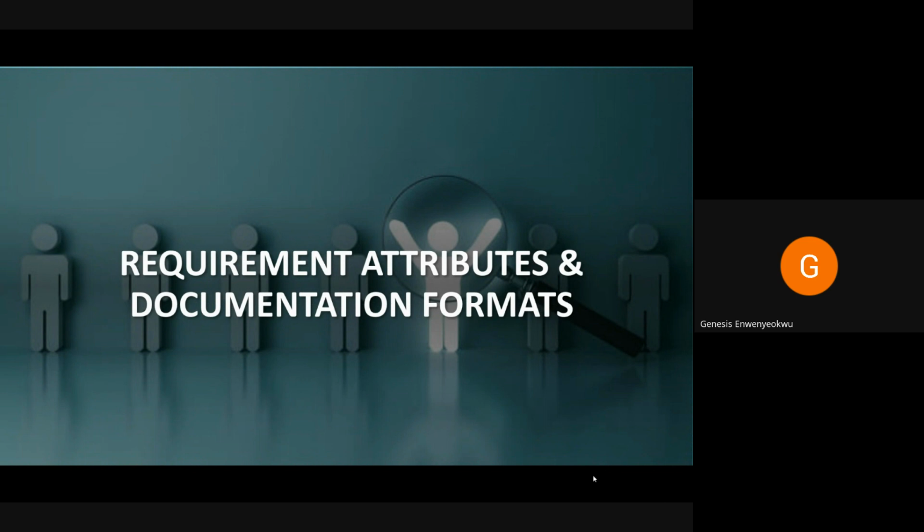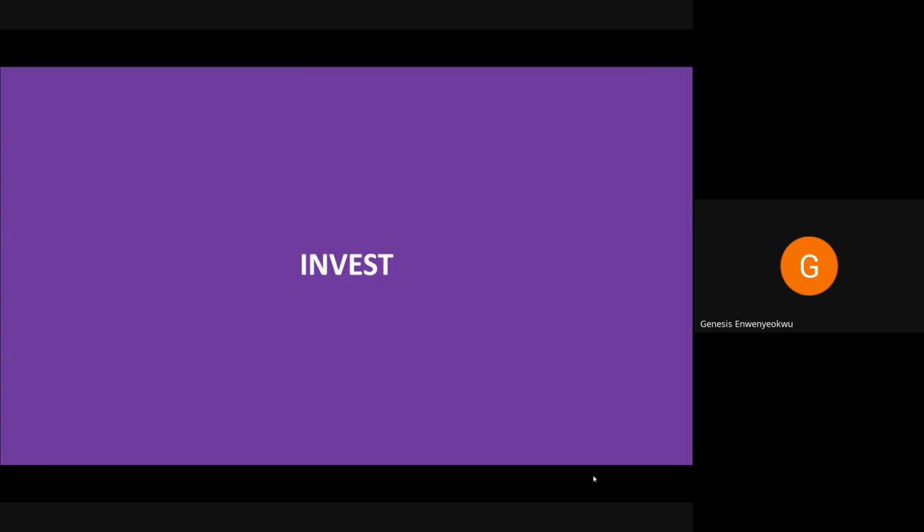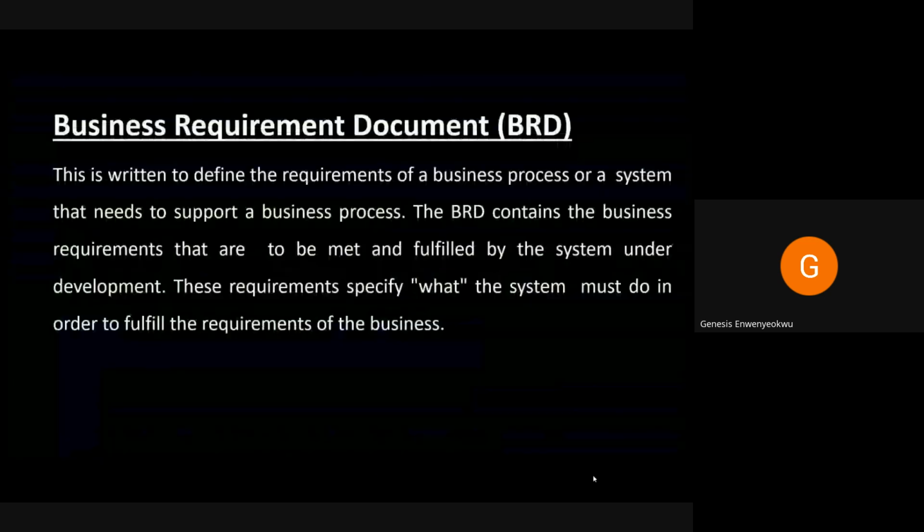Okay. So for requirements attributes, we basically discussed them when we were talking about user stories. I made mention of INVEST. If you can remember where I said your requirements should be independent, negotiable, valuable, estimable, small, and testable. If you want full detail on that, you can listen back to the user story class and get full detail on INVEST. I wouldn't want us to waste our time on that. So let's just go straight to documentation formats.